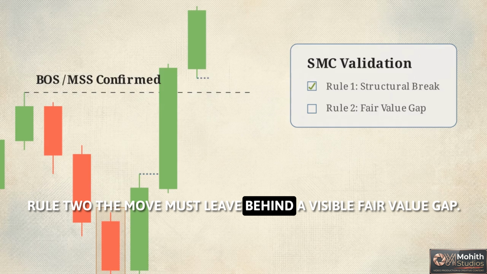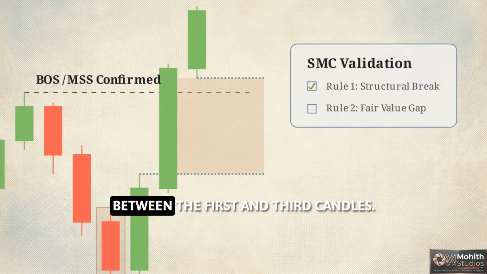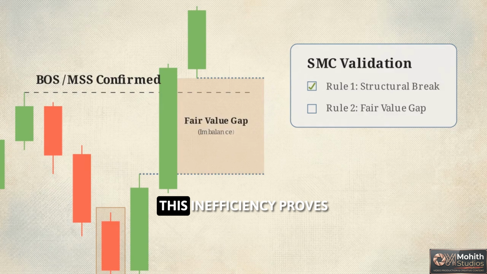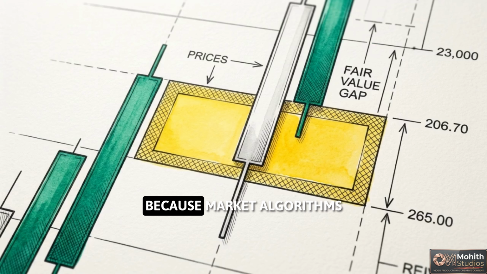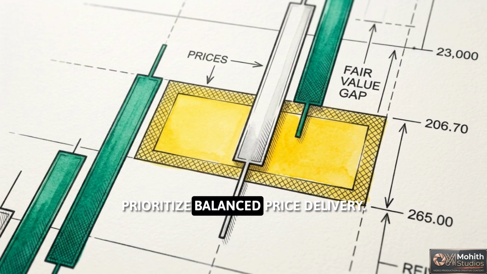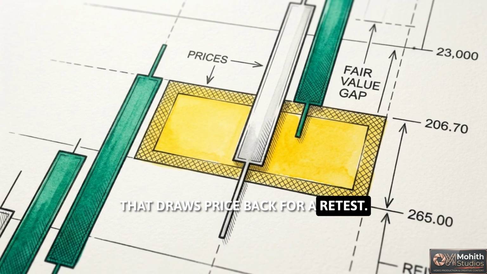Rule 2. The move must leave behind a visible fair value gap. The fair value gap is the empty void between the first and third candles. This inefficiency proves the market moved too fast to fill all orders. Because market algorithms prioritize balanced price delivery, this gap becomes a magnetic target that draws price back for a retest.